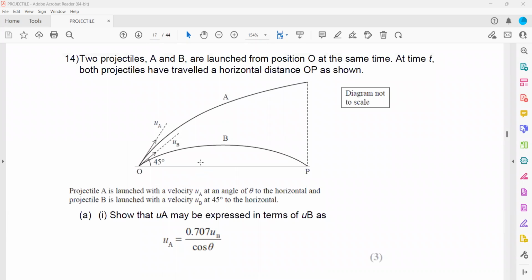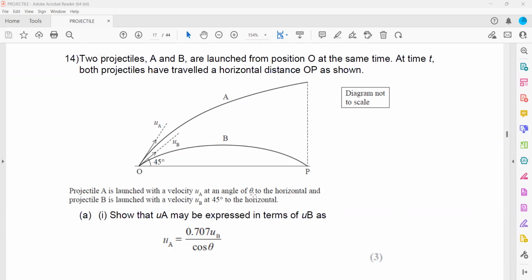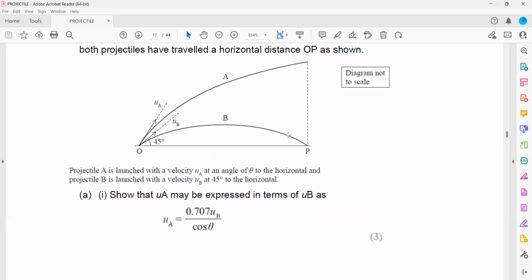In question 14, two projectiles A and B are launched from a position O at the same time. At time t, both projectiles have traveled horizontal distance OP. Projectile A is launched with the initial velocity of UA with an angle theta, and projectile B is launched with the initial velocity of UB with an angle 45. We have to show that UA may be expressed in terms of UB. Because they both cover the same horizontal distance, it means they have the same range.